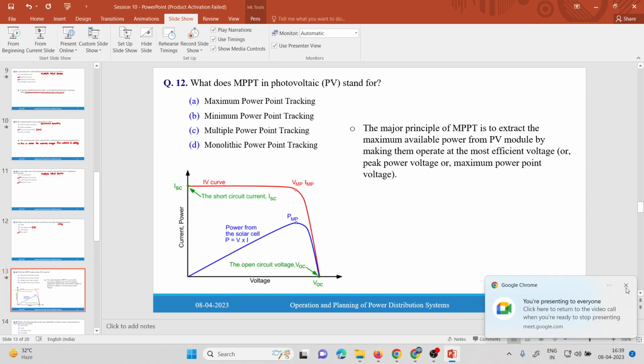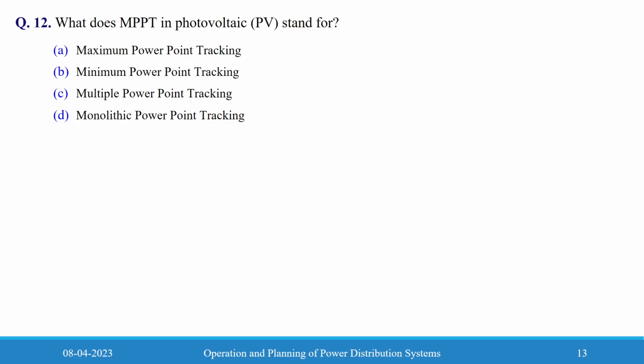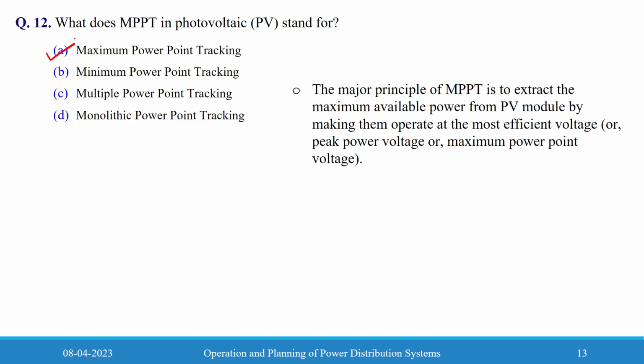Okay, yes, very good. This is maximum power point tracking. So A is the correct option for question 12. What is the principle behind MPPT? The major principle of MPPT is to extract the maximum available power from the PV module by making it operate at the most efficient voltage, also called the peak power voltage or maximum power point voltage.